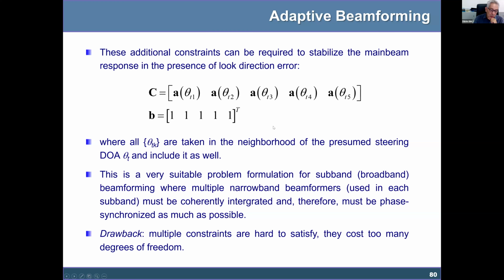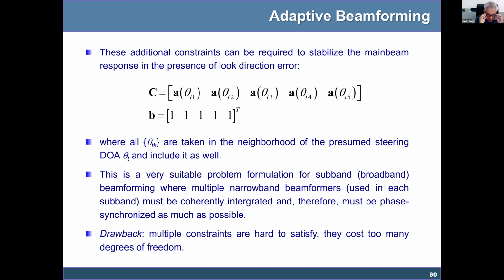Now, what is the main drawback? The main drawback is the following: we have m degrees of freedom, because the degrees of freedom is the size of the beamformer impulse response H. So we have m degrees of freedom. If we impose L constraints, the number of degrees of freedom decreases, because at that point we have m minus L degrees of freedom. Any constraint that you add reduces the degrees of freedom.